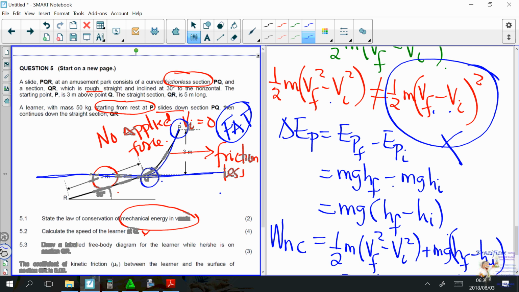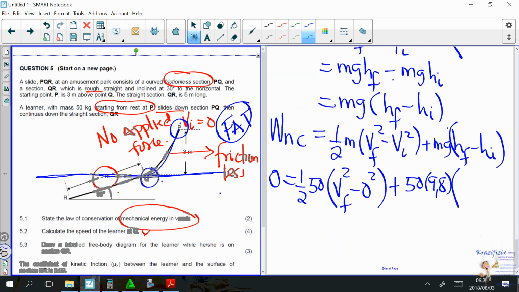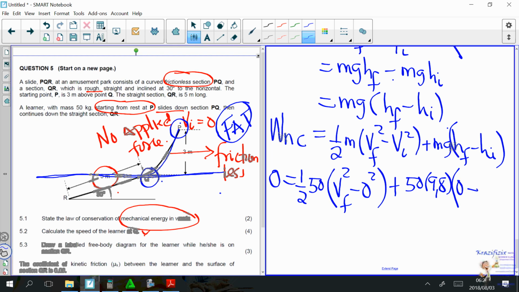My final height is at Q, that is 0. Please be careful. Go back to the question to get values. And my initial height, I am starting from P, and that will give me 3. Now, what will this give me? 0 equals 25 Vf squared. Now, what is 50 times 9,8 times negative 3? We did that earlier on. If you do that, you're going to get negative 1470.